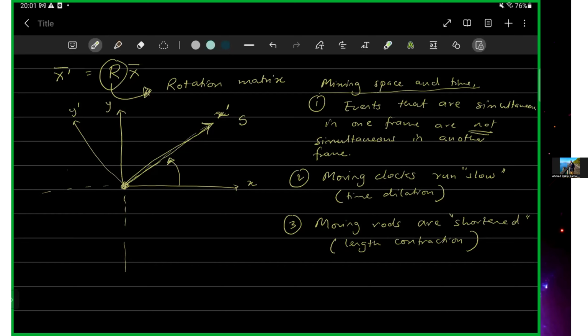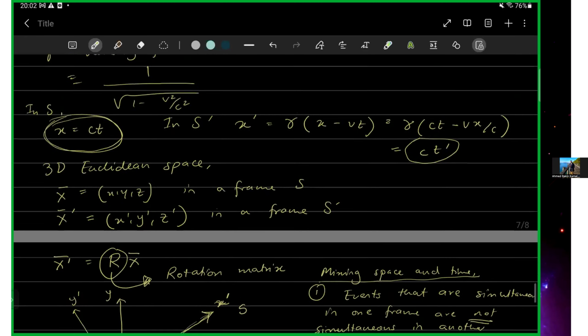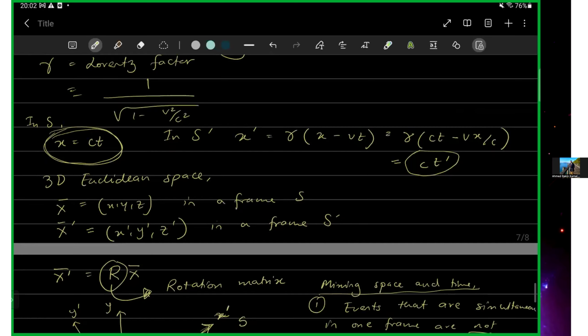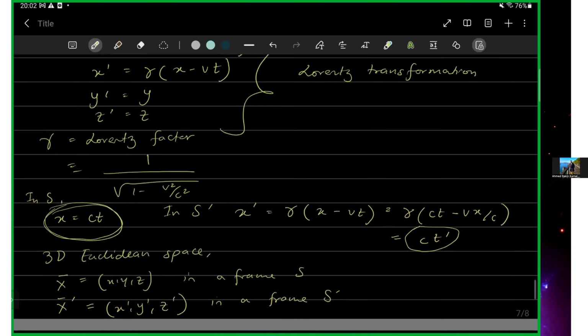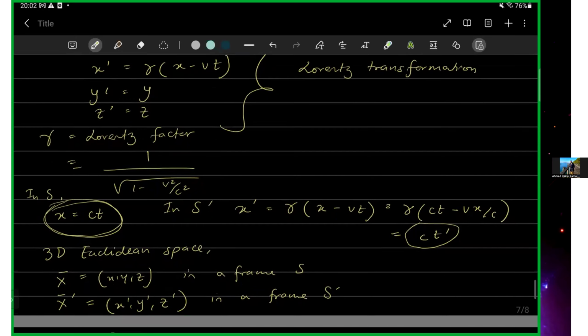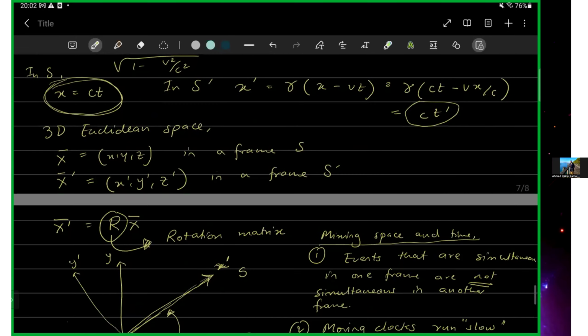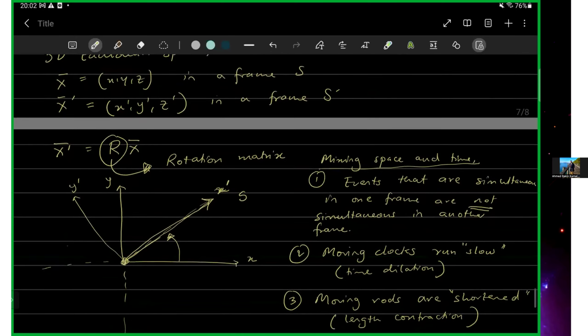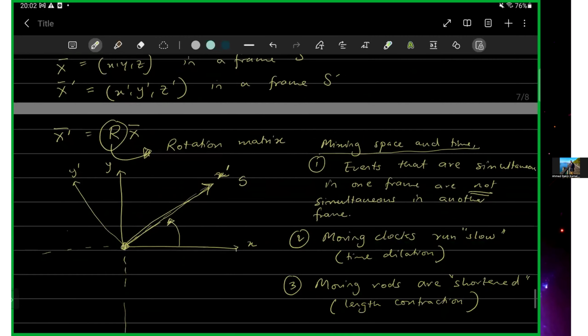Number two, can we derive STR from only first principles? What is STR? Special theory of relativity. And what do you mean by first principle? That the speed of light is constant? Yes, that is what we're doing here.